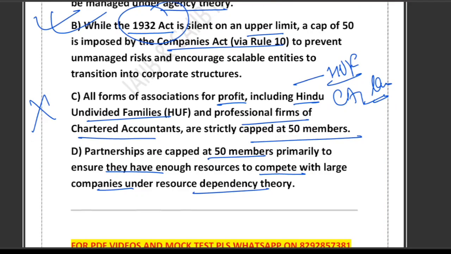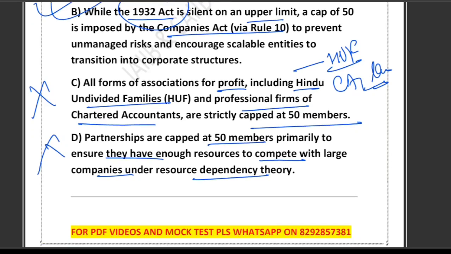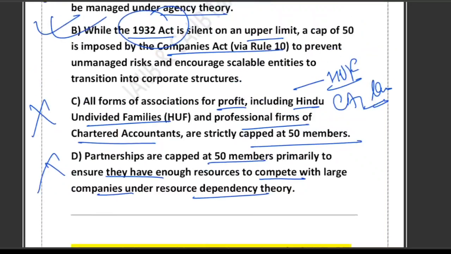What about option D? Option D says that the cap ensures enough resources to compete with big companies. Actually, the opposite logic is there. The cap exists to prevent mismanagement, avoid agency problems, and maintain small-scale flexibility. So the final answer is option B.